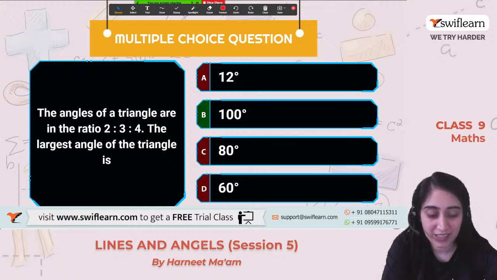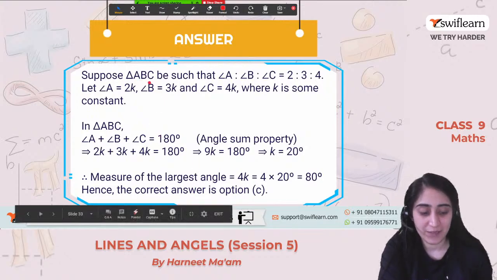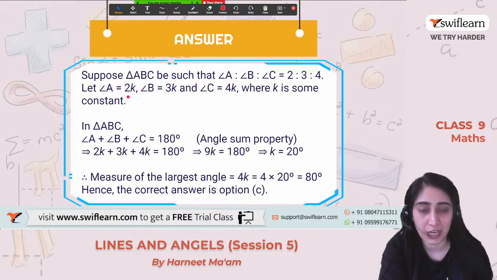So you got the value of x is equal to 15. Okay, so which is the largest angle? The question is asking the largest angle. The largest angle is 80 degree. How? Let's see. So suppose the triangle is ABC. So A is to B is to C, 2 is to 3 is to 4. So we'll take it as k. So angle A will be 2k, B will be 3k, and C will be 4k. Where k is some constant, we have taken any variable, right? We can take x, we can take k, it's our choice.